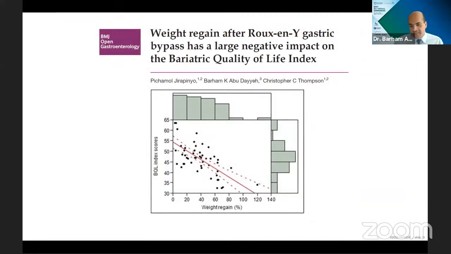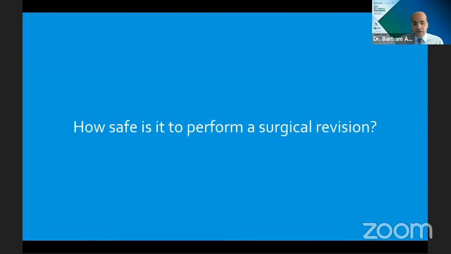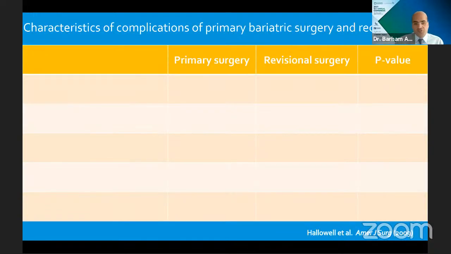Weight regain definitely has a significant negative impact on the quality of life for the patient, and we've shown this in a study published in BMJ Gastroenterology a few years back. So how safe is it to intervene surgically for weight regain? That means, how safe is it to revise the gastrojejunal anastomosis surgically? And we have literature to guide us.